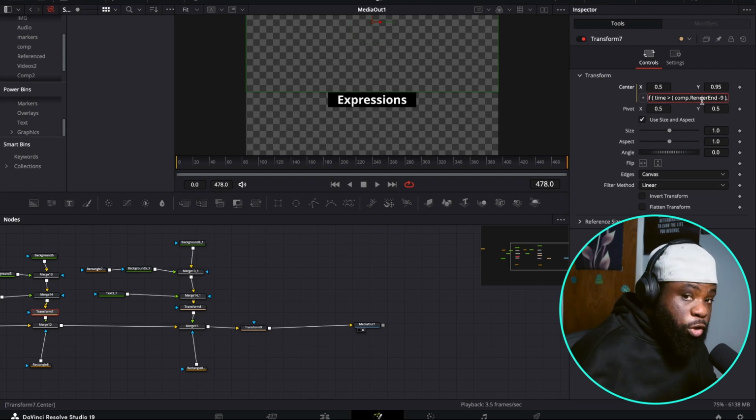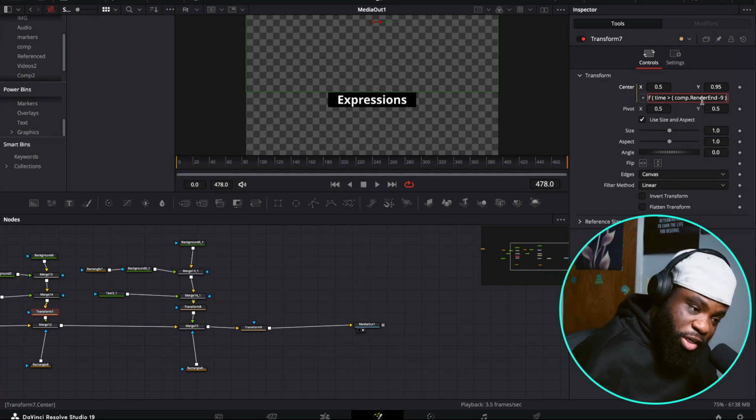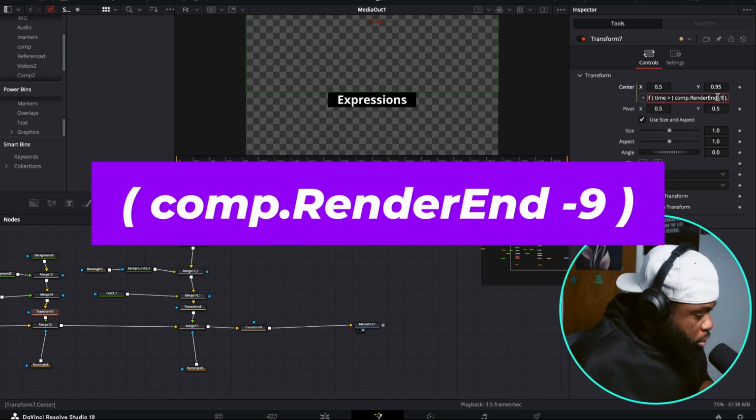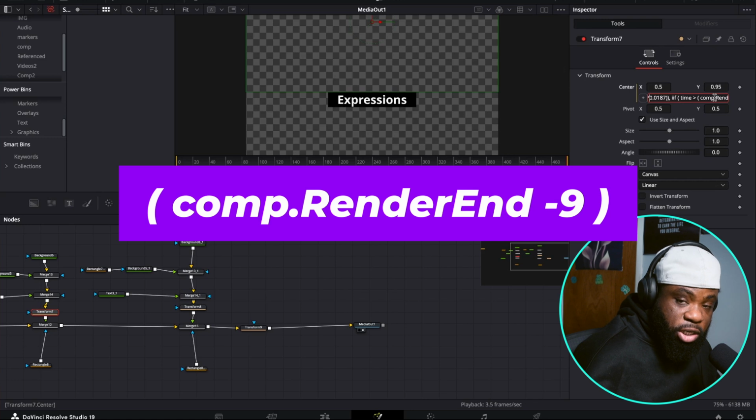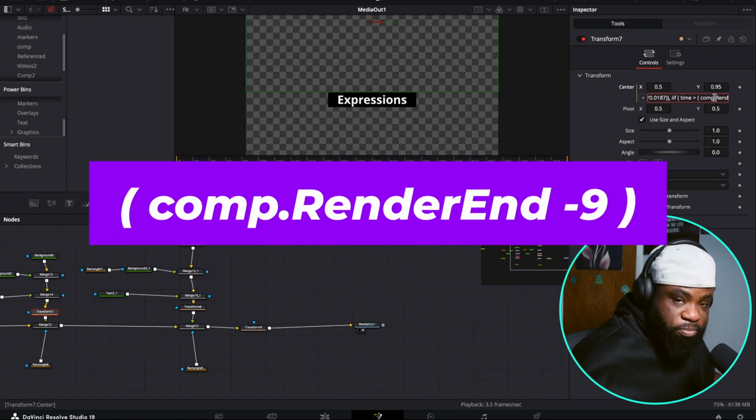All right, now we know what comp.RenderEnd is referring to. It's always referring to the last frame. But here we use comp.RenderEnd -9. That's just common sense at this point. Comp.RenderEnd -9, meaning the last frame -9. That's just what it means.